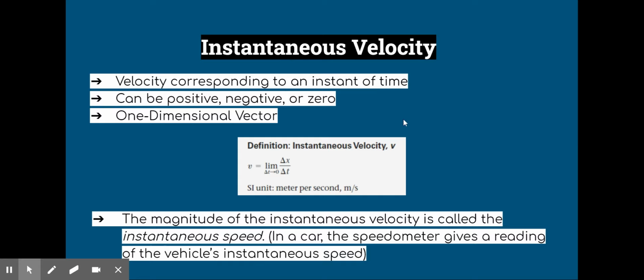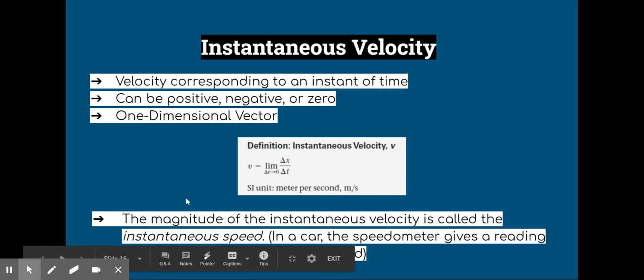Okay, instantaneous velocity can be positive, negative, or it can be 0. This is also a vector. It tells us direction as well, and like average velocity is measured in meters per second. The only difference between this and average velocity is that we're simply looking at a particular point in time, and we want to know the velocity at that specific point in time.